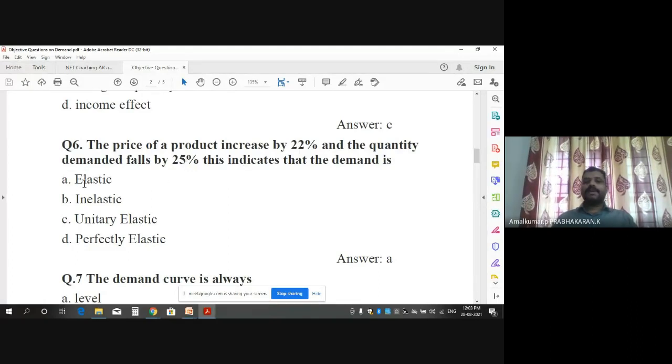This is the case of elastic demand. A small change in price leads to a larger change in the quantity demanded. The 22% change leads to a 25% change in the quantity demanded. That is the case of elastic demand.